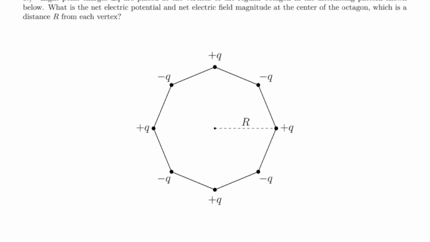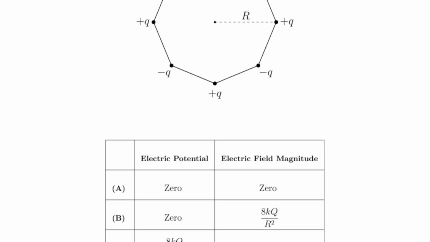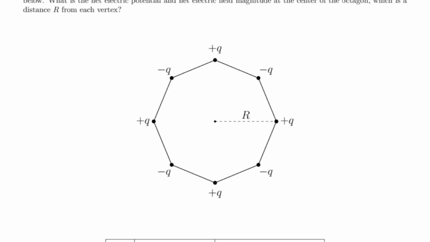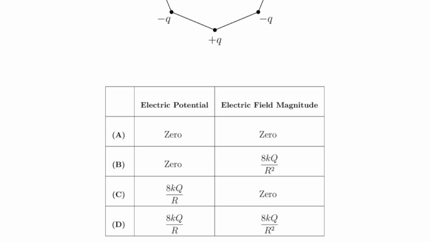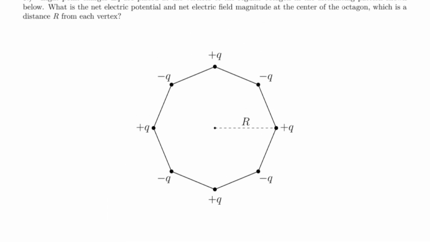All right. 8 point charges plus or minus q are placed along the vertices of an octagon in this alternating pattern. What's the electric potential and field magnitude at the center of the octagon? All right, so let's look at potential first because that's the first column. So the electric potential V is just a scalar that's the sum of all the kq over r's.